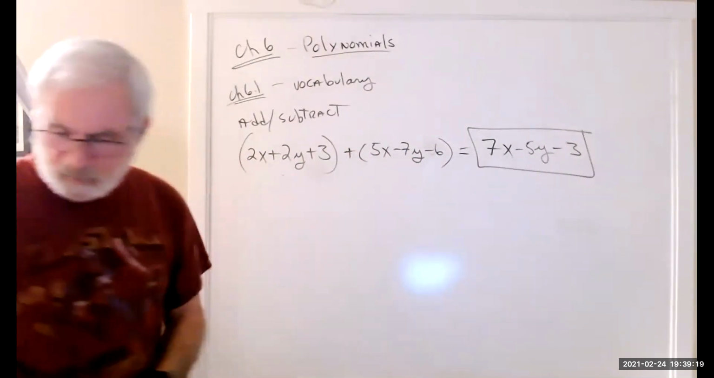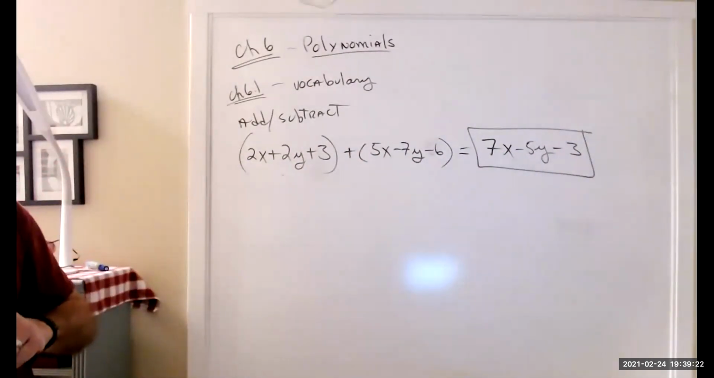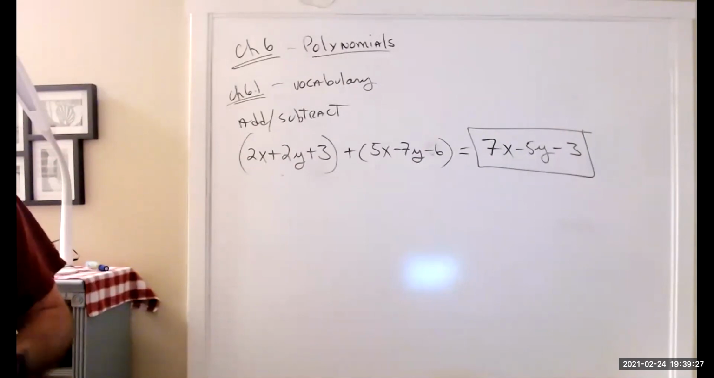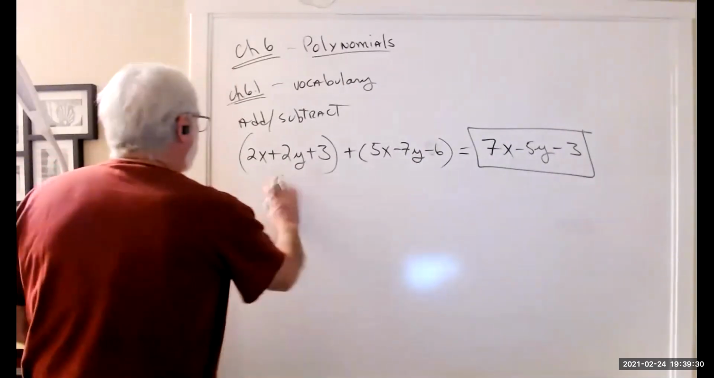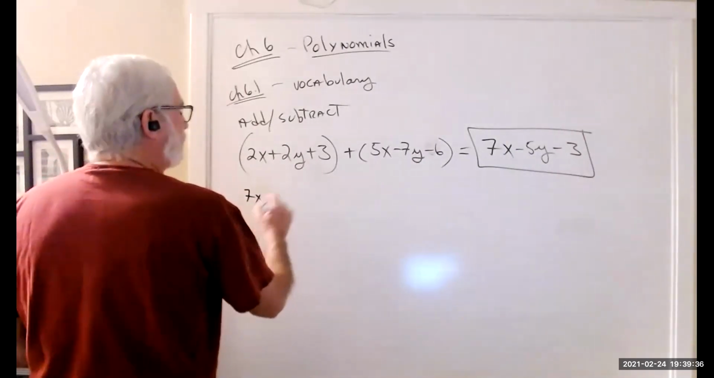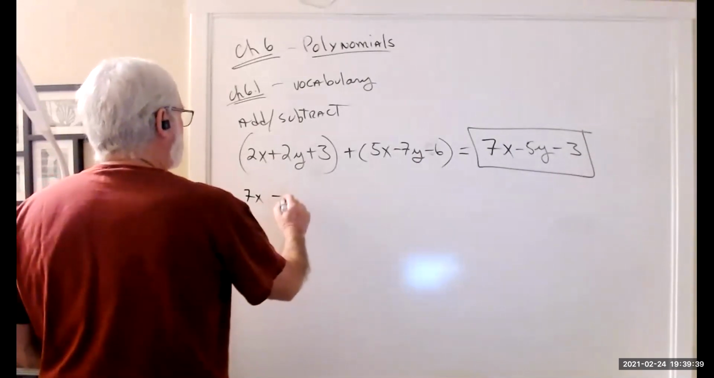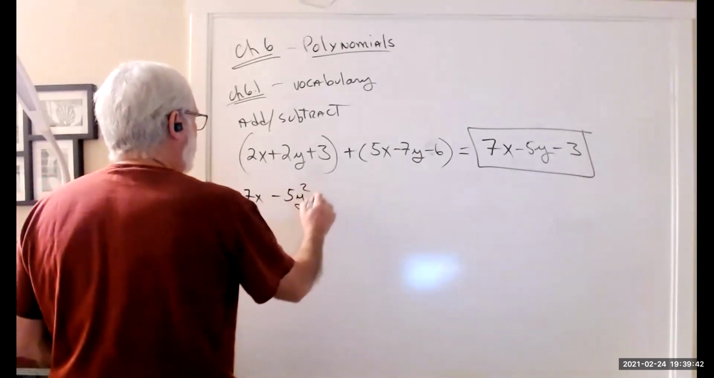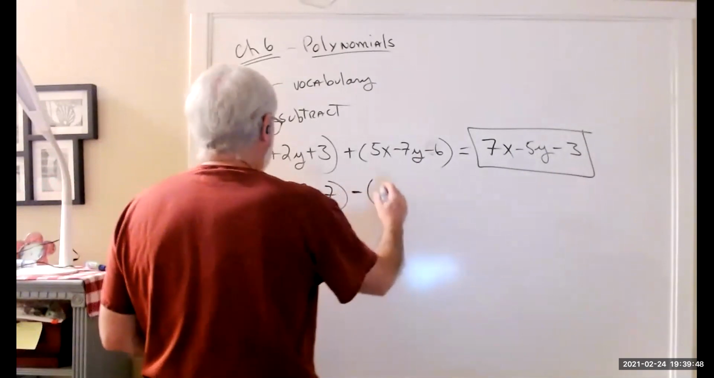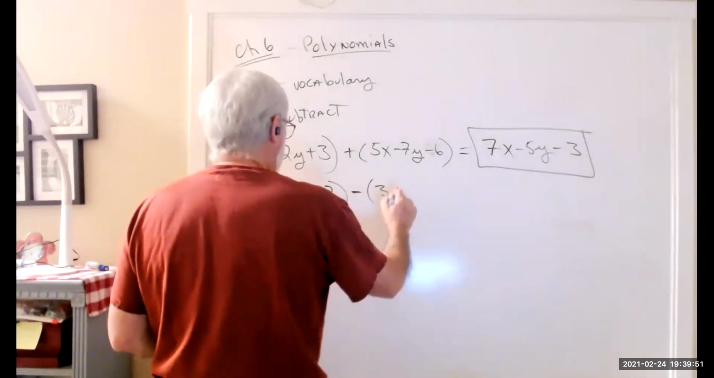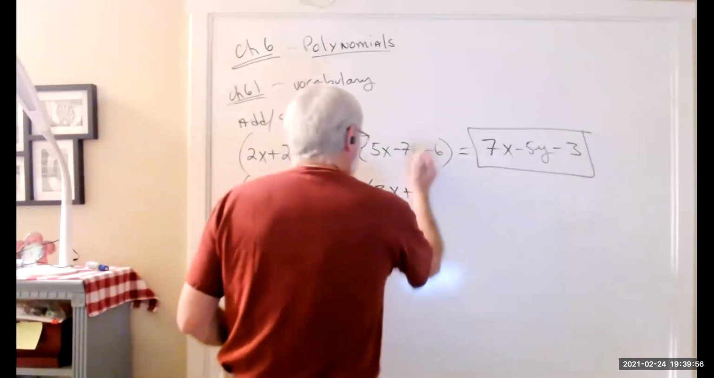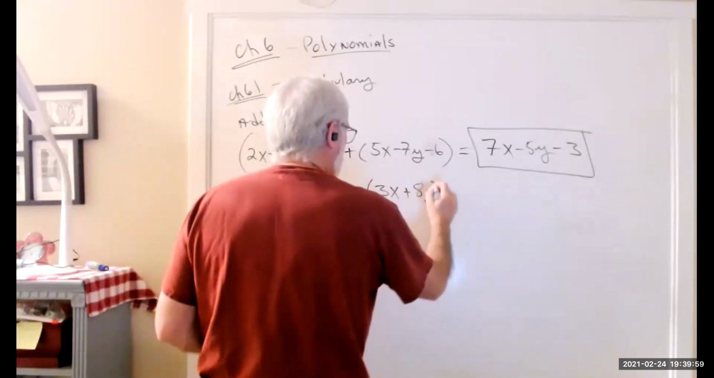A question: are you ever going to have a polynomial with different numbers of variables on each side? Yep. It doesn't matter. That won't change anything. Like if I were to get rid of the 3, it would just be a negative 6 on the end of that, right? Yeah. Let's say we have 7x minus 5y squared plus 7, minus 3x plus 8y squared, like that.